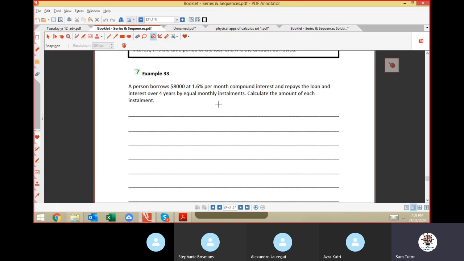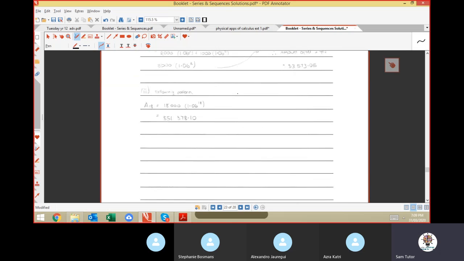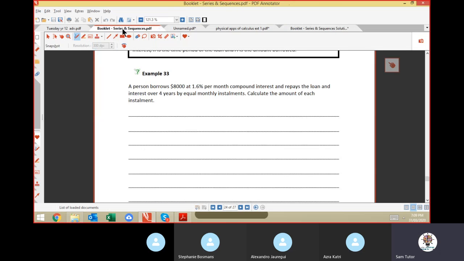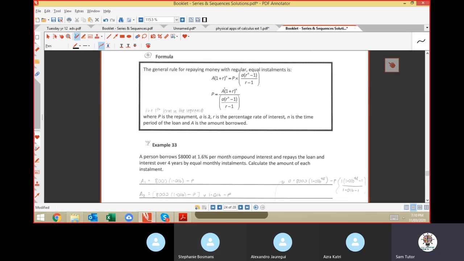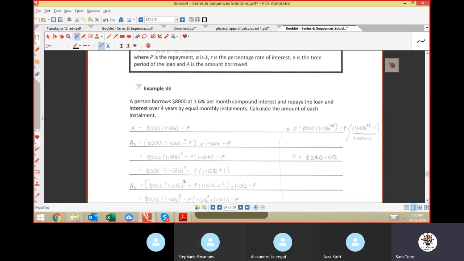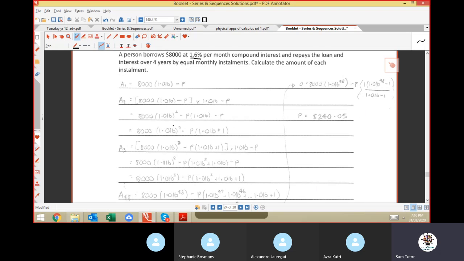You guys, loan repayments, example 33. Have we finished it yet? No, not yet. Okay, let's just make sure we're on the right track. Here you go, it's on the screen. 8,000, 1 point, okay, it says it's already 1.6% per month. I hope you didn't divide it. Did you guys divide it by 12? No. Okay, that's good. Otherwise, that's already per month, so you didn't need to. And yeah, you just do your math.